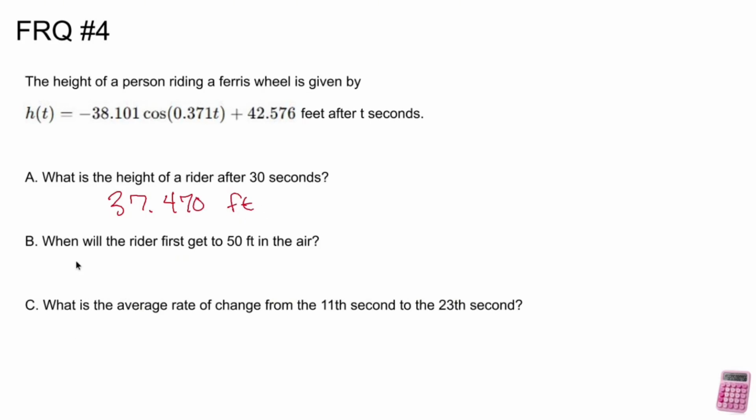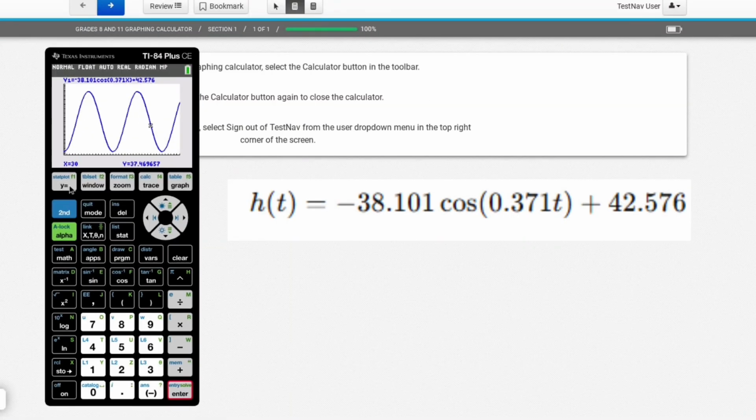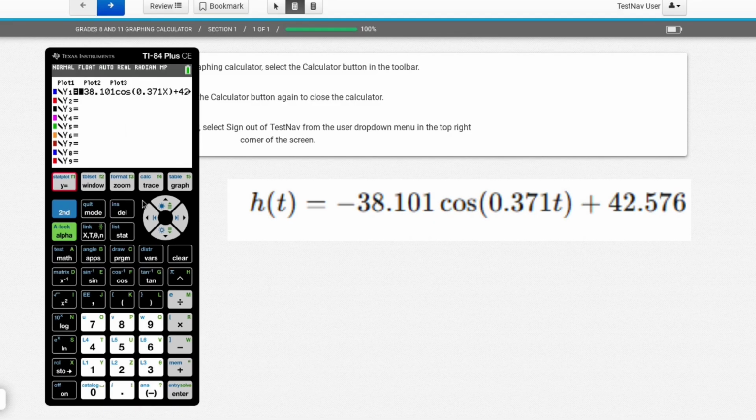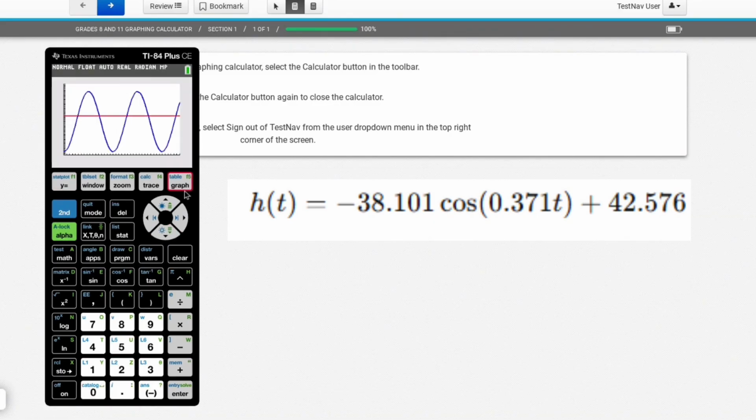Very good. When will the rider first get to 50 feet in the air? So I'm going to build a second equation and find out where 50 and this gross line intersect. Part 2 is going to be us finding when we hit 50 feet. So I'm going to go to y equals, type 50, hit graph again, and we can see several spots where this hits 50 feet. Now, we care about the first time that this hits 50 feet, which is going to be that guy right there. So we care about where these two lines intersect.